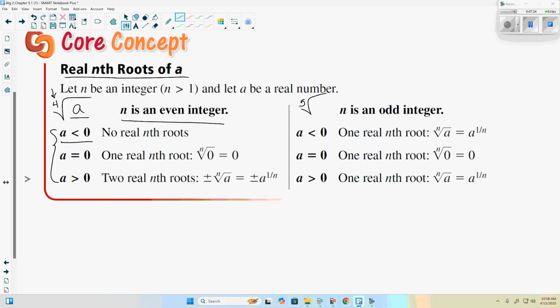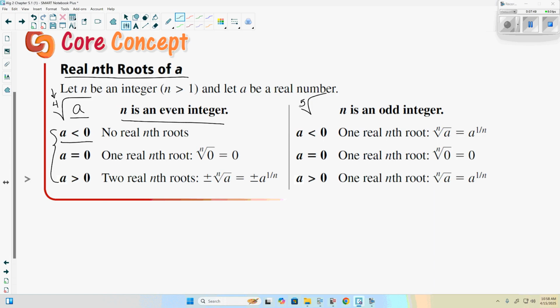I can take the cubed root of -8 and get a number. We can take the cubed root or 5th root or any odd root of a negative number. It works just fine. Because if you multiply a negative by itself, say 3 times, negative times a negative is a positive, times a negative one more time is a negative. We can take the odd root of a negative number, and we get one real root.